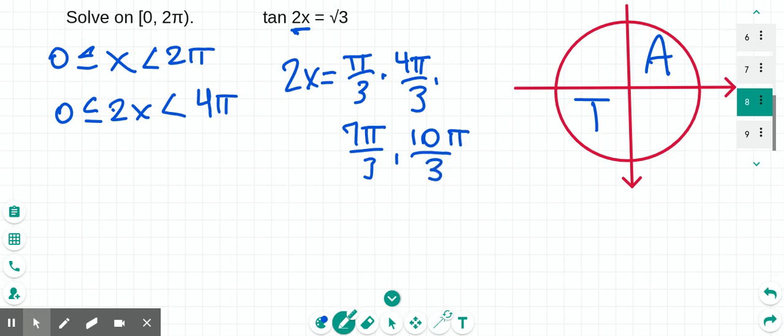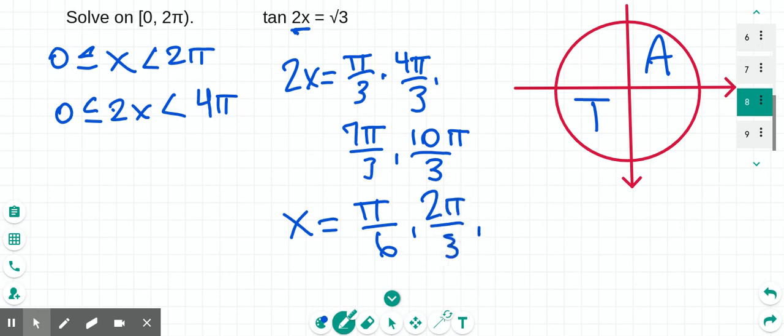We got rid of tan, but now we're still equal to 2x. So how do we get rid of the 2 in front of the x? Well, we have to go through and divide everything by 2. And since I have fractions, instead of saying divide by 2, I'm going to multiply everything by a half. So I have pi over 6. 4 pi over 3 times a half would be 2 pi over 3. 7 pi over 3 times a half would be 7 pi over 6. And 10 pi over 3 times a half would be 5 pi over 3.